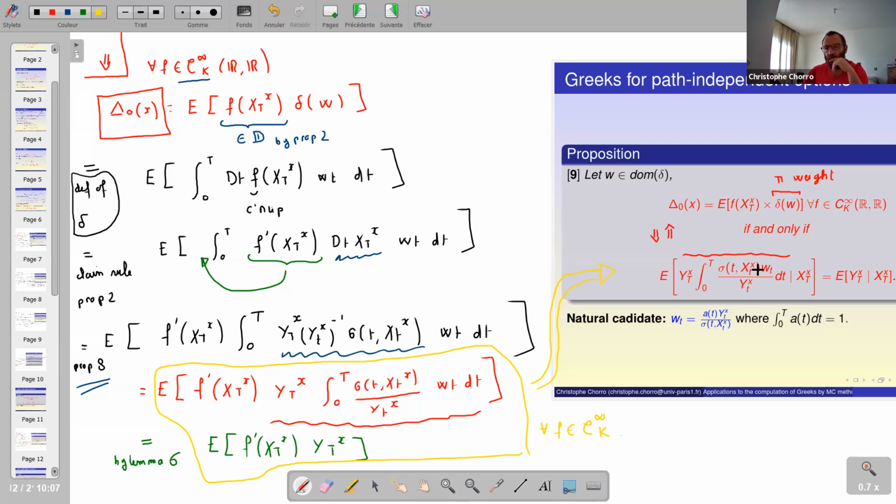In order to do the converse, in fact, I have to do nothing. Because, okay, you have the proof here.